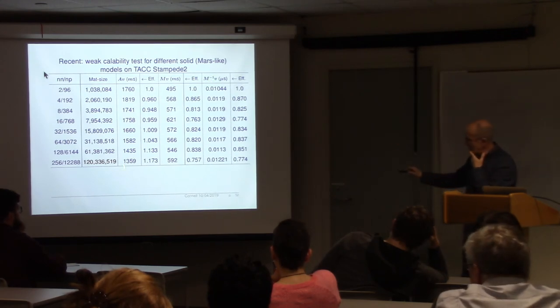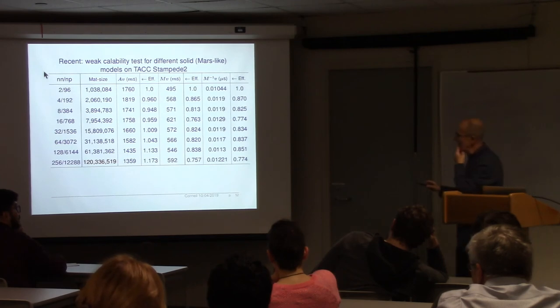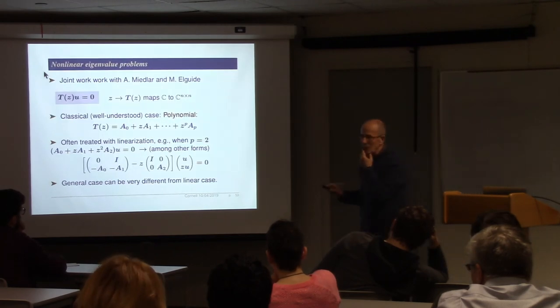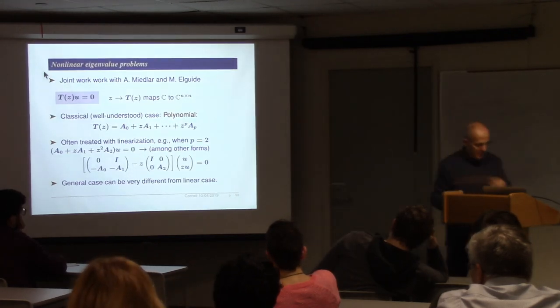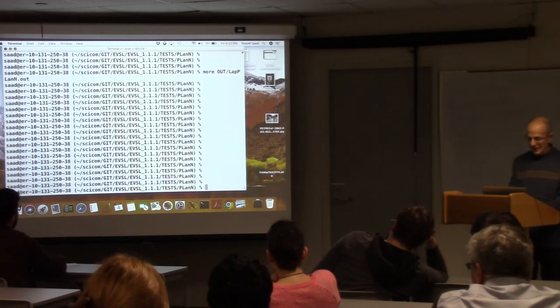So they have like 120 million. I think they're probably now double that or more. They look at different models. This is a very interesting application. So we're getting now into nonlinear eigenvalue problems. Before I go there, let me just give you a little demo of this code.